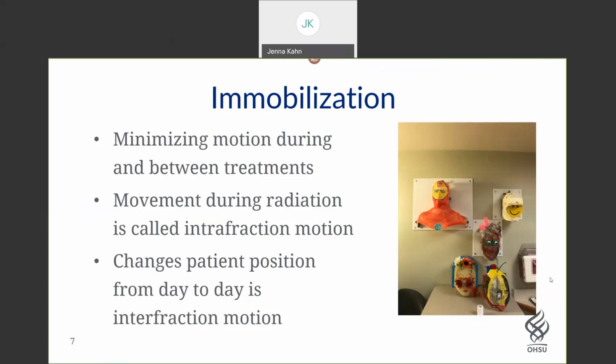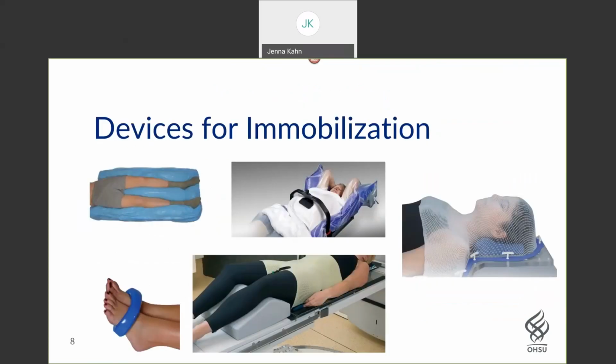Here you can see some masks that are made for some of our pediatric patients, and that's to help them not be moving during treatment, as that movement during treatment would be intrafraction movement. So what are some other devices that we use? This blue bag is kind of like a bean bag, and it is shaped to a patient. It's called a backlock bag, and it's shaped specifically for each patient.